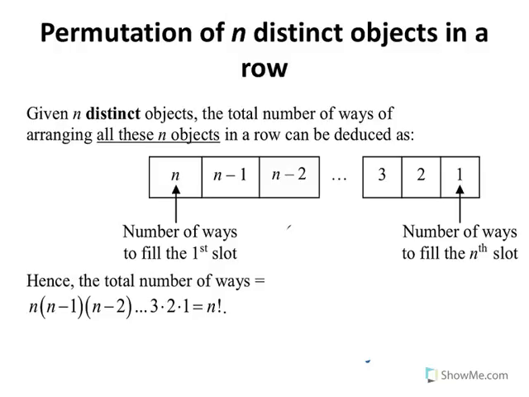I go to the second cone. How many ways can I put a band over? 4. Just take any one. Then 3. Then left with 2. Then after that 1. So you can see the number of ways is 5 times 4 times 3 times 2 times 1. Very good.